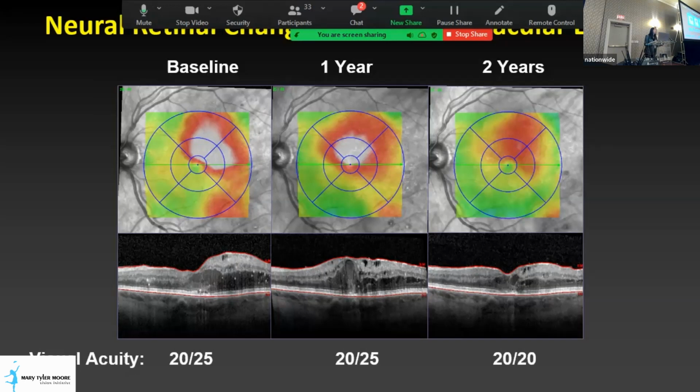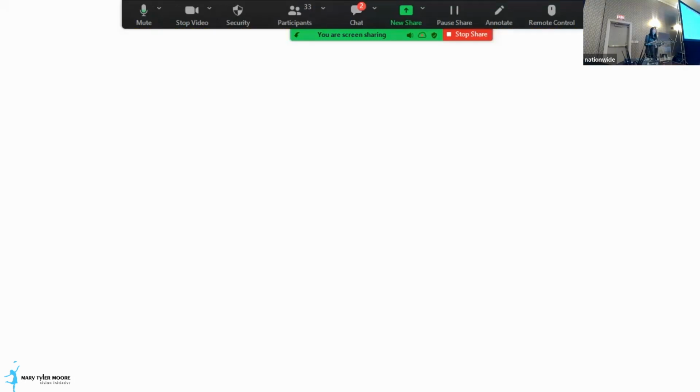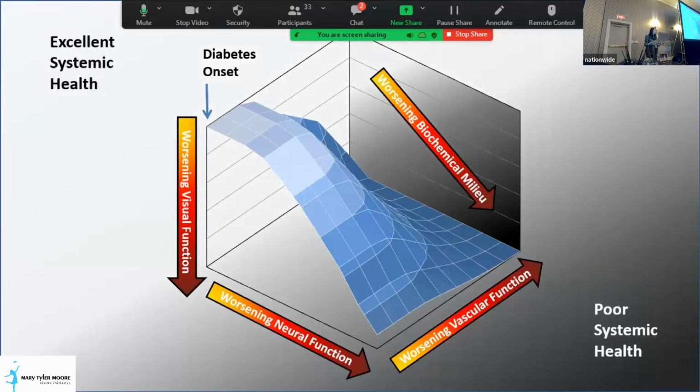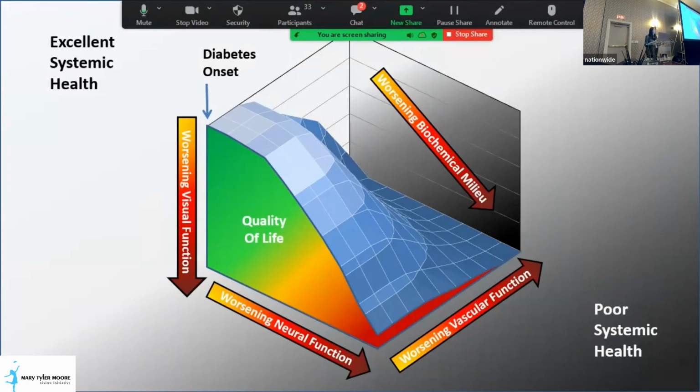So as we started the DRD staging project, our vision was that at the time of diabetes onset, we could start thinking about a much more multidimensional holistic scale that incorporated not just measures of worsening retinal vascular function, but also retinal neural function in the context of the biochemical milieu of the retina and within the greater context of the patient's systemic health, to understand both how these things impact patients' visual function and also how they take into account and impact patients' quality of life.